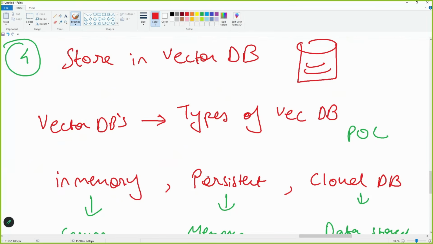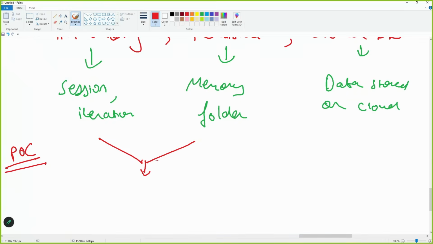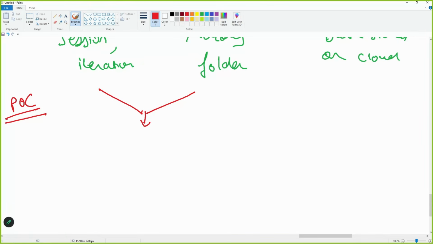So again, these are the types of databases, but where do we store these databases? I will write it here. You store it locally or you store it on cloud. As simple as that. Now, what are the names of those databases?